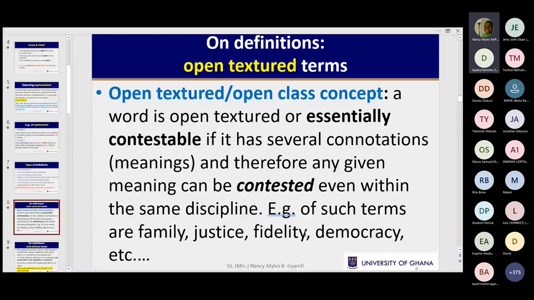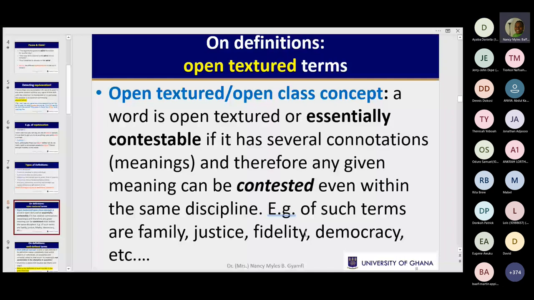A word is open textured or essentially contestable if it has several connotations (meanings), and therefore any given meaning can be contested even within the same discipline. Examples of such terms are family, justice, fidelity, democracy, etc.